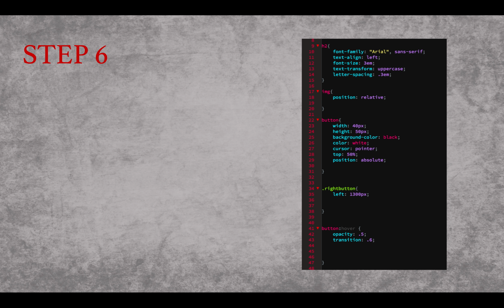In this case, I just put left 1300 pixels. That's because I'm on a large laptop though. And so yours, especially if you're programming for mobile or for something small, you're not going to want to use pixels. You'll probably have to use something like percentage or whatever you feel like. And then just to overemphasize the fact that it is a button, I put a hover effect as well, changed the opacity and the transition. And then that's all the CSS I used.